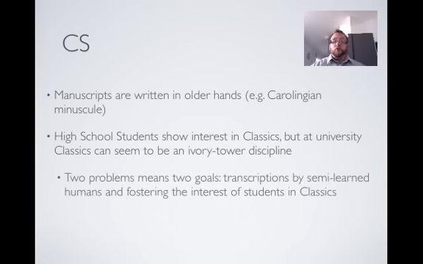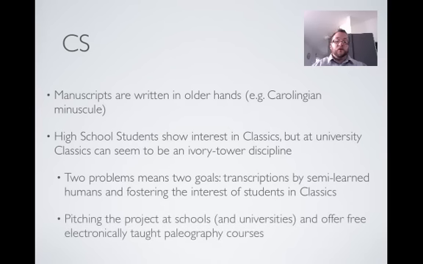So, two problems mean two goals. Transcriptions by humans are needed, and fostering the interest of students in classics. That's fairly easy. So, we are going to pitch the project at schools and universities and offer free electronically taught paleography courses. And they could look pretty much similar to what I'm doing here. I could explain the different hands and so on, and people could make notes. Of course, I would speak a little bit slower because I don't try to get it done within 10 minutes, which, by the way, I will speak longer than 10 minutes, so be forewarned.